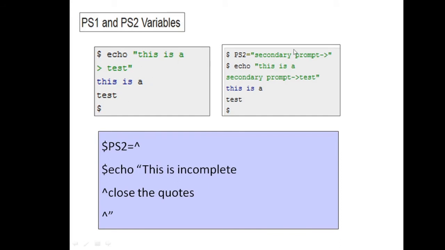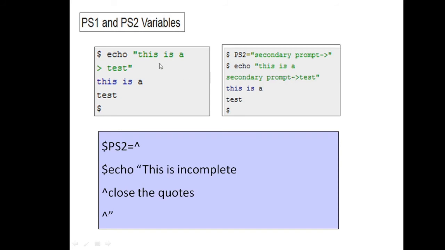Here PS2 is equal to secondary prompt. I am trying to change the PS2 prompt. So when I say echo, this is a, then test. What happens? The PS2 is changed to secondary prompt. So when I press enter here, automatically you get the secondary prompt here.